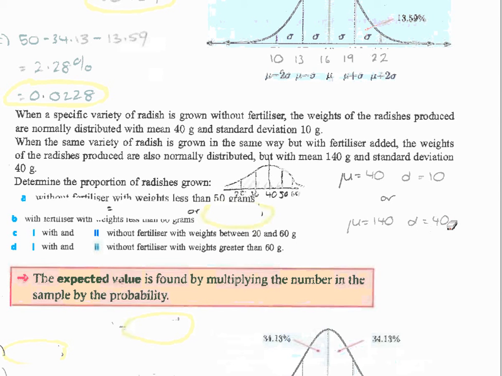Determine the proportion of radishes grown without fertilizer with weights less than 50 grams. So do a quick normal distribution sketch, a very rough one. Without fertilizer, the mean is 40. Standard deviation is 10. So the mean plus 1 standard deviation is 50. Mean plus 2 standard deviations is 60. Mean minus 1 standard deviation is 30. The mean minus 2 standard deviations is 20, and so on. You could also mark in the 10 and the 70 if you want.